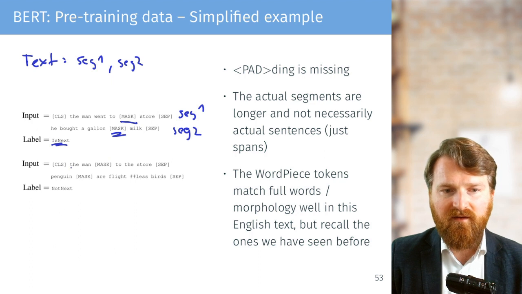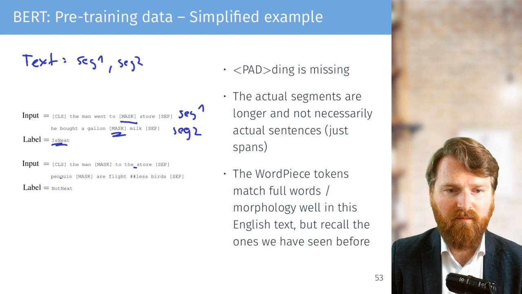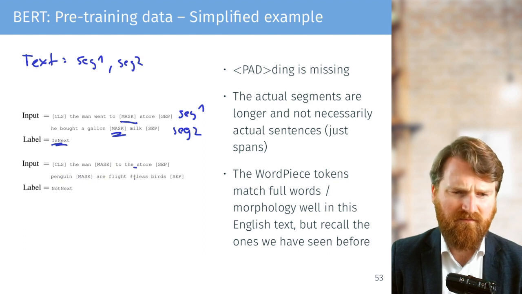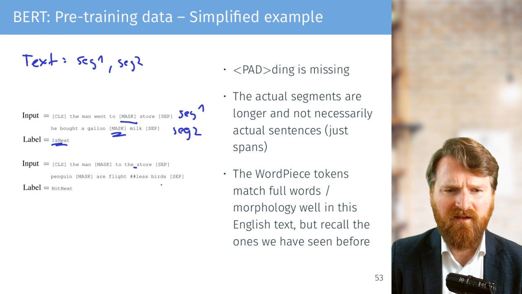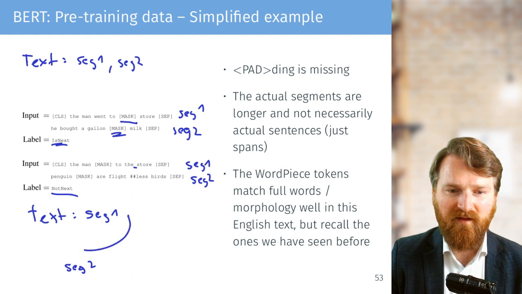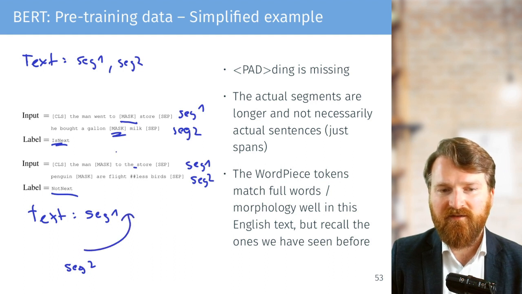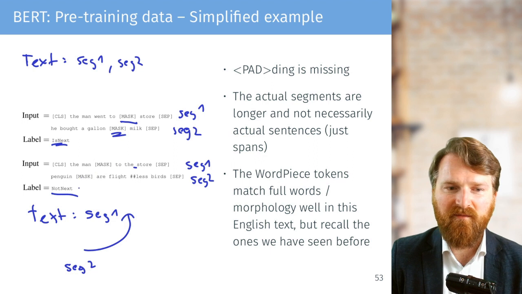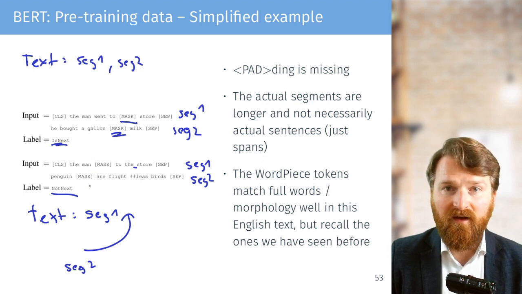And then another input, the man, now masking another word, went to the store. Penguins are flightless birds. Yeah, so as we see, if this were segment 1 and that would be segment 2, we would have in the input text segment 1 and then somewhere randomly segment 2 from a completely different Wikipedia page, for example. So there is no logical relation in these two. So this is how generating the pre-training data for BERT would look.